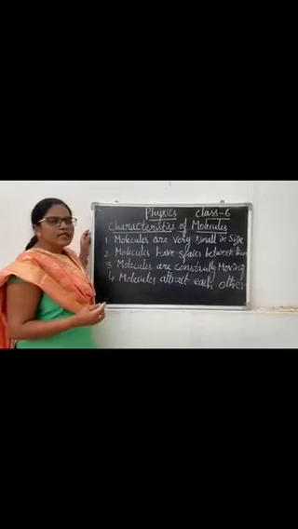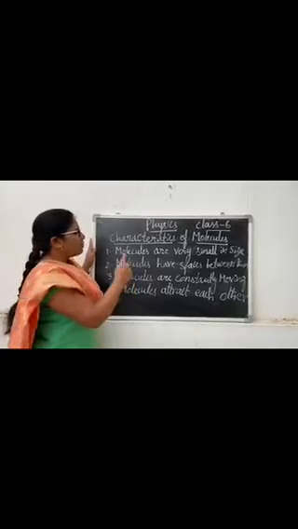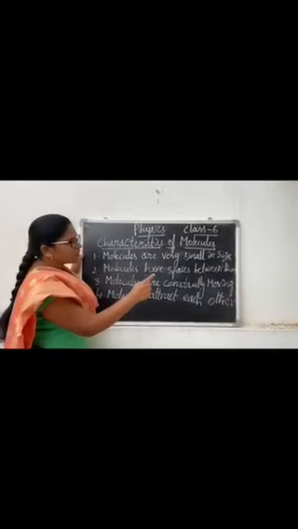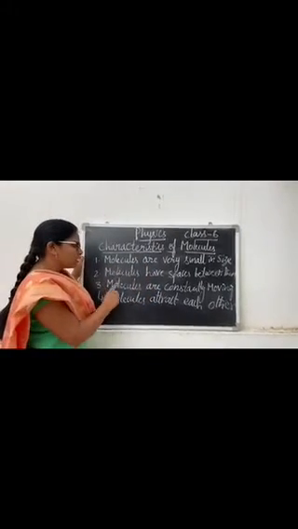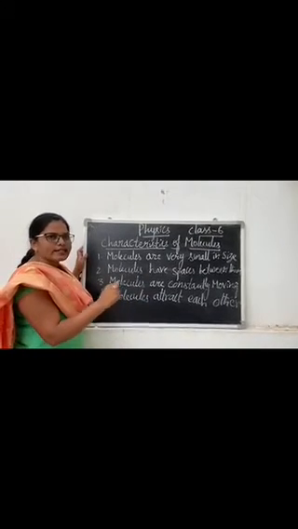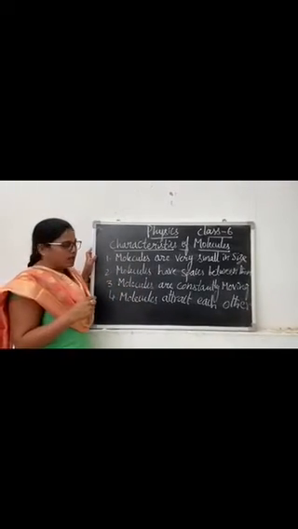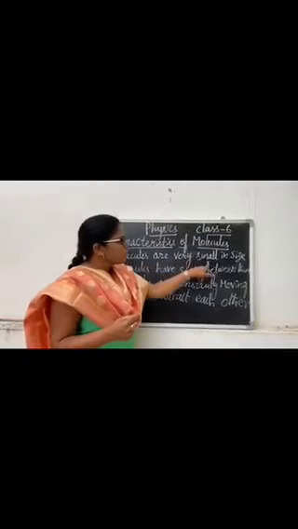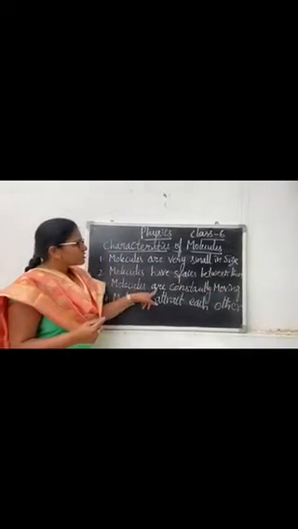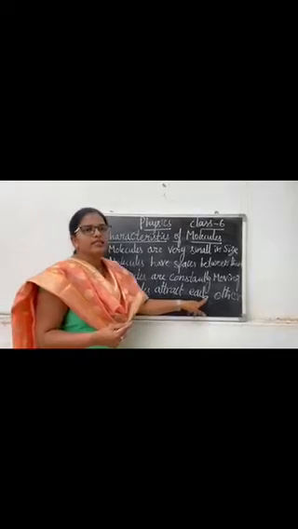Today we are going to learn about the characteristics of molecules. The characteristics of molecules are: very small in size. Second, molecules have spaces between them. Third, molecules are constantly moving. And the fourth is molecules attract each other. Again, I will repeat. The characteristics of molecules are very small in size. Molecules have spaces between them. Molecules are constantly moving. Molecules attract each other.